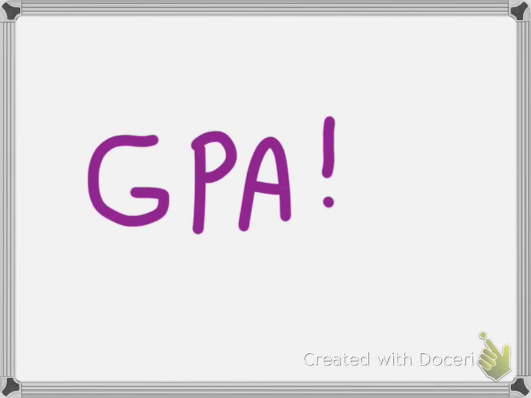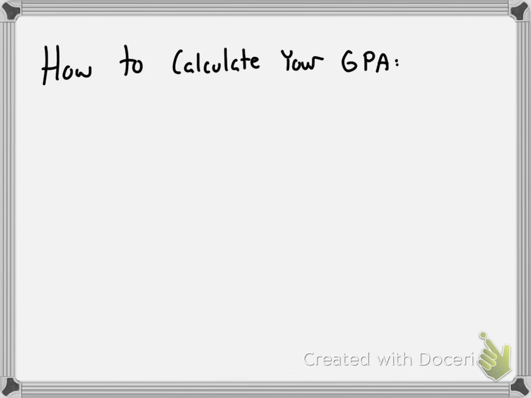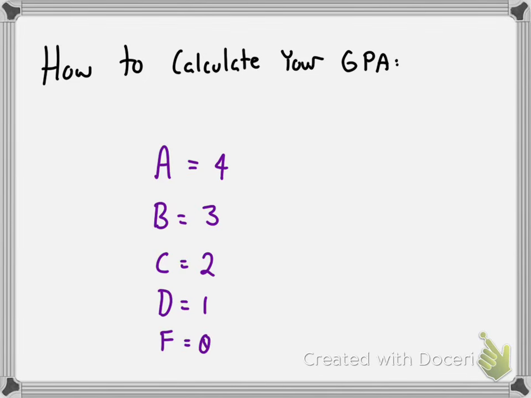In this video, we're going to talk about how to calculate your GPA and how weighted grades work. So we'll start with your GPA, which stands for your grade point average. How to calculate your GPA depends on the grades that you earn for each class. Every grade has a point value assigned to it. An A is worth 4 points, a B 3, a C 2, a D 1, and an F 0.